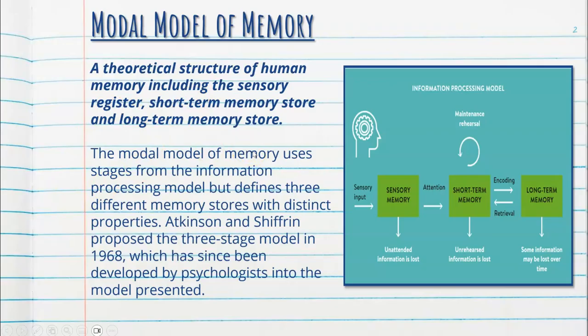I should also mention at this point, sometimes this is referred to as the multi-store model of memory. Both are correct. So as you can see here, we have the sensory memory, the short-term memory, and long-term memory stores. So let's look at these in more detail.